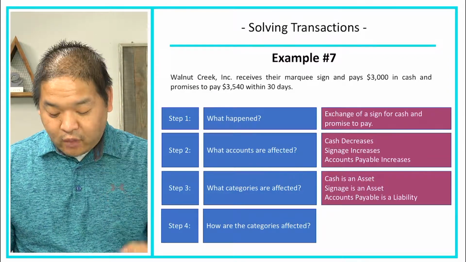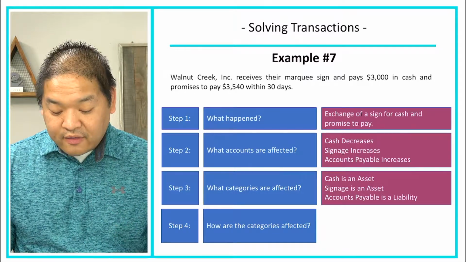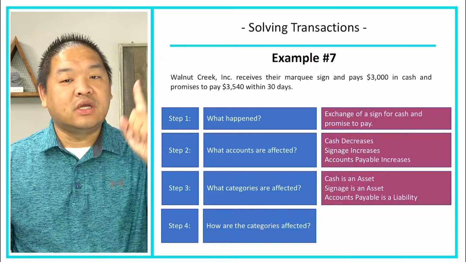All right, step number 4 here, how the categories are affected. Well, they are affected in that cash, is it going to go up or down?